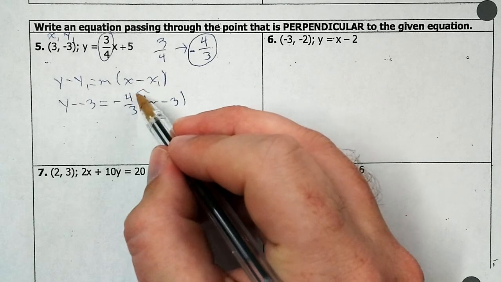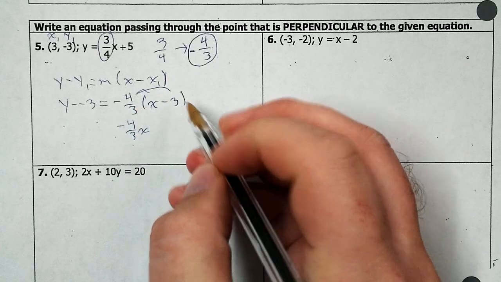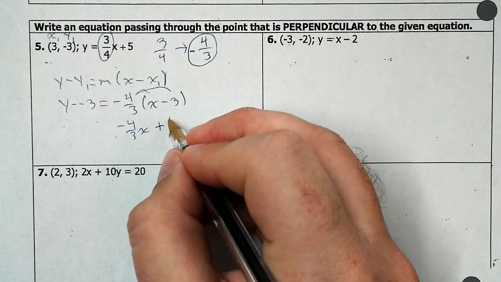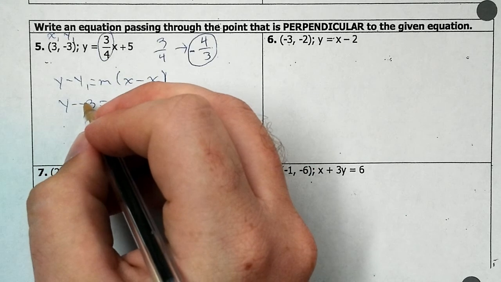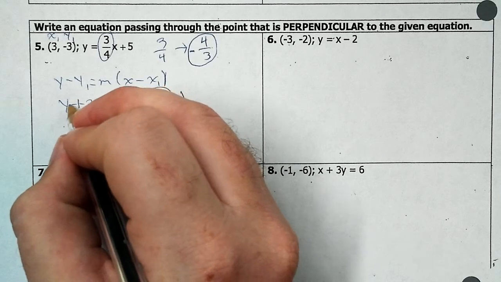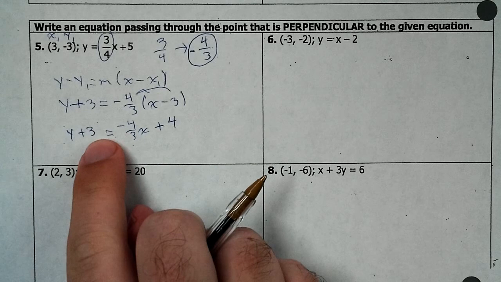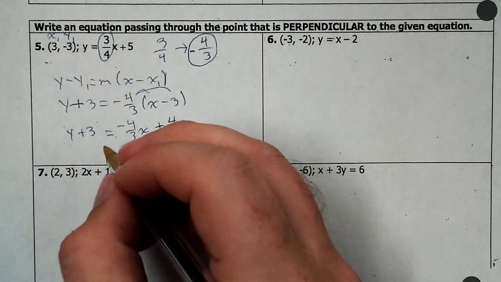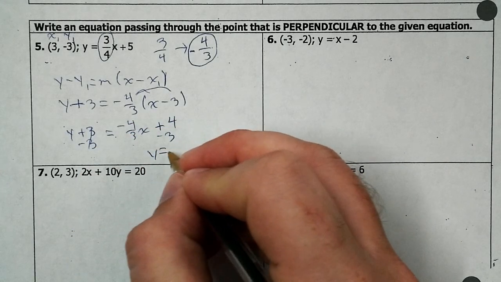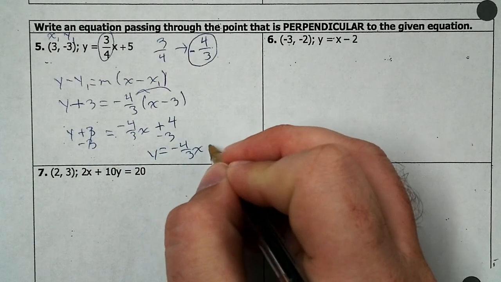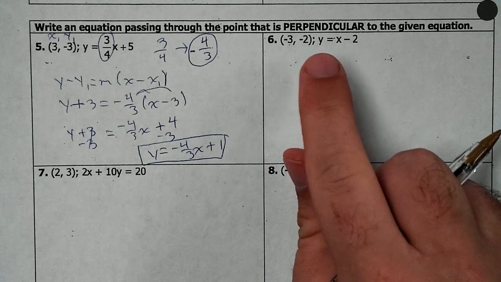From here, distribute. So -4/3 times x is -4/3 x. -4/3 times -3 is +4. And then remember, whenever you see a y minus negative or an x minus negative, change that to a plus. So bring down our y plus 3. We need to get y by itself, so I've got to move this +3. So I'm going to go -3. And I get y equals -4/3x plus 1. There's my first equation. Now, I want you to try number 6.